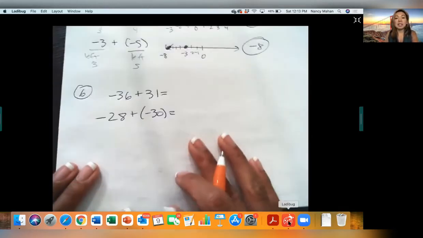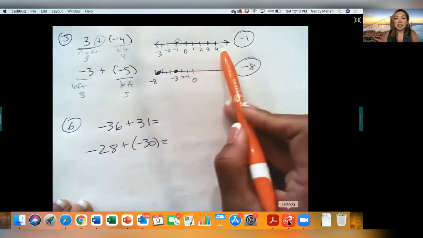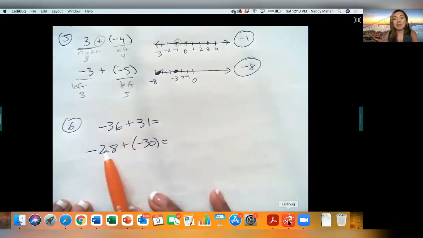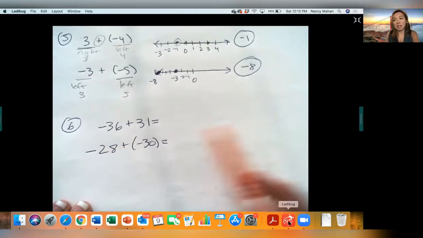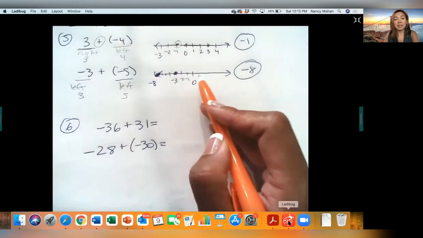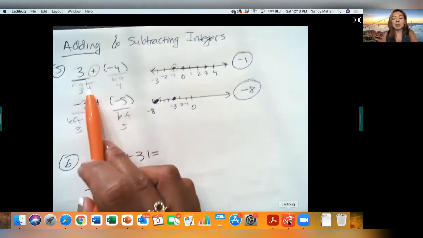Problem number 6, we have these two problems. And as you can see, drawing number lines is not going to work because it's going to take forever to go -36 spaces and then +31 spaces. So we want to see if there's a shortcut instead of drawing number lines. The shortcut is something that you have to notice from what we did in number 5.